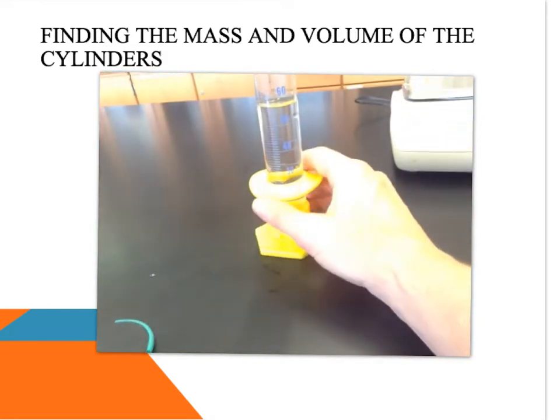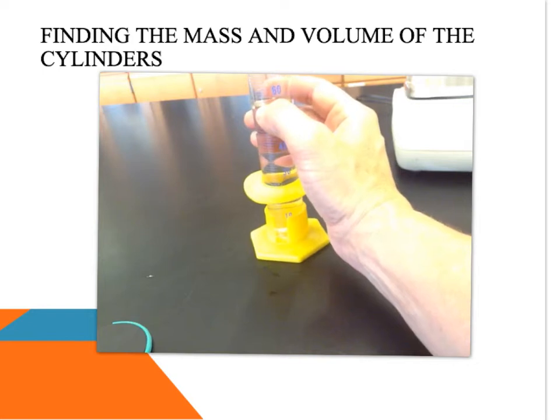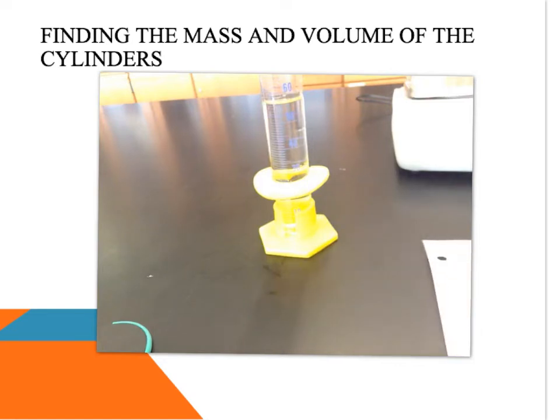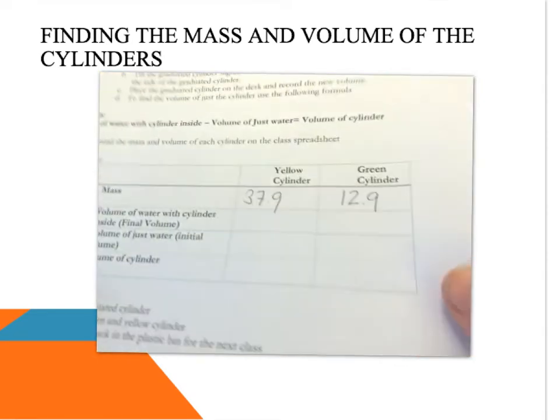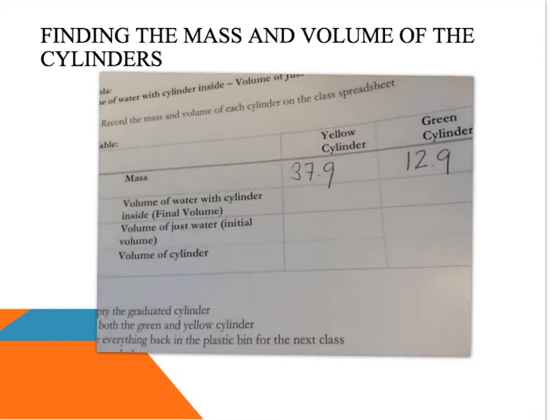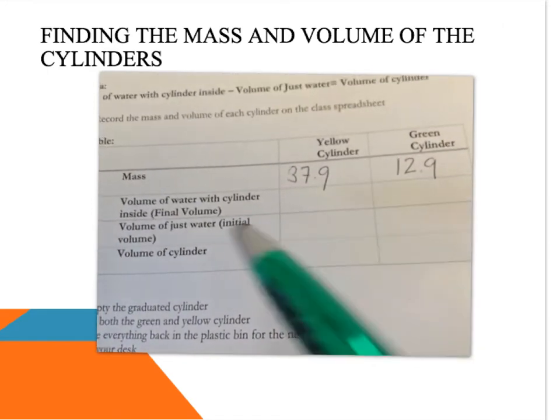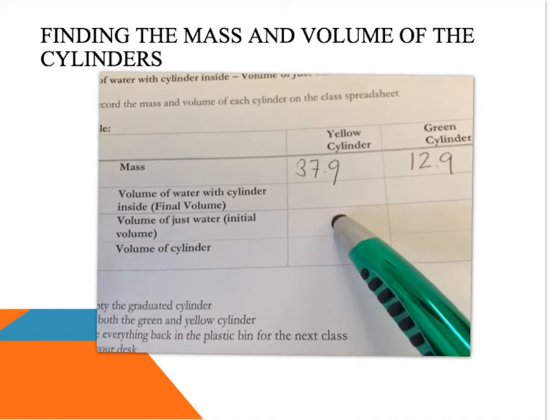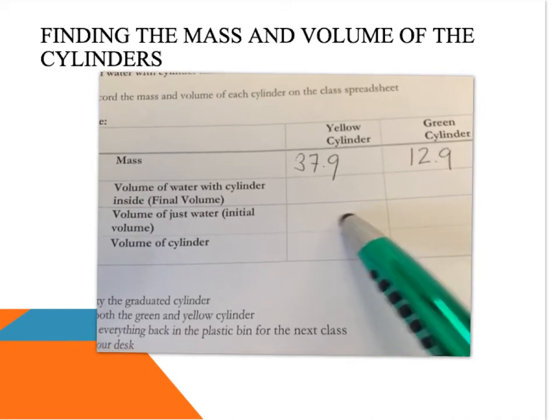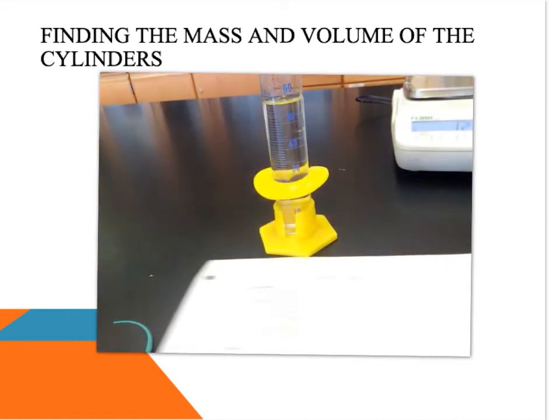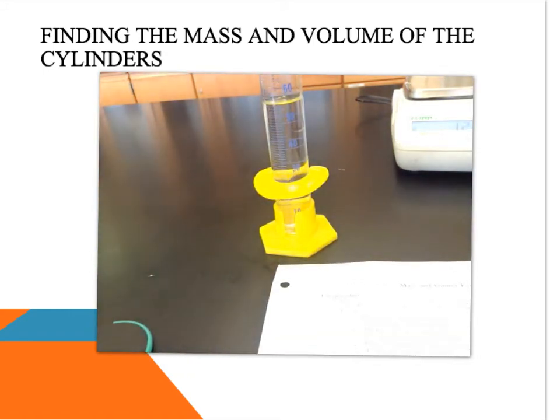So if I look at my graduated cylinder, I am seeing that it's about 57.8. Okay, so on my lab sheet, I am going to fill that in the volume of just the water. So that is my initial volume. So I said that it was 57.8.